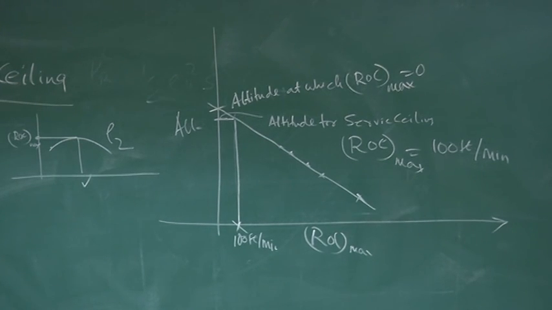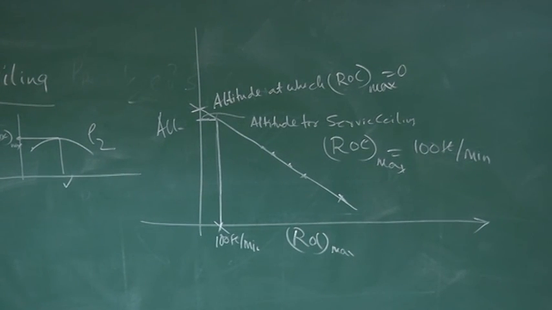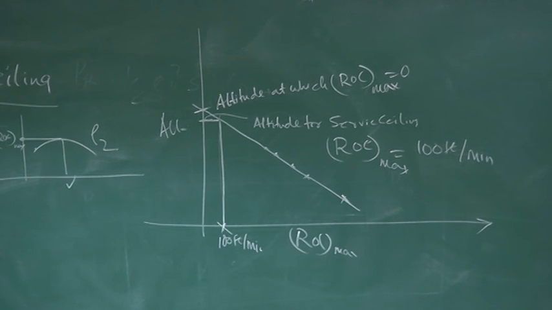So now you have an airplane, you have a pilot, you conduct this experiment and generate this altitude versus rate of climb plot, find out service ceiling, find out absolute ceiling. Okay?